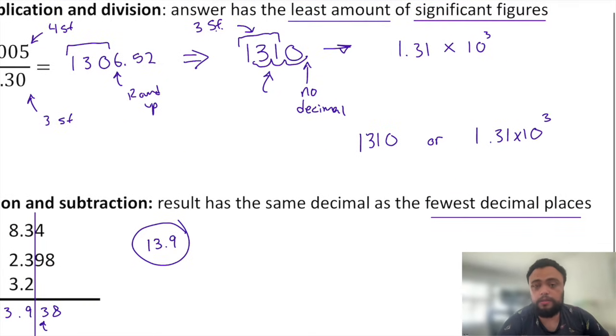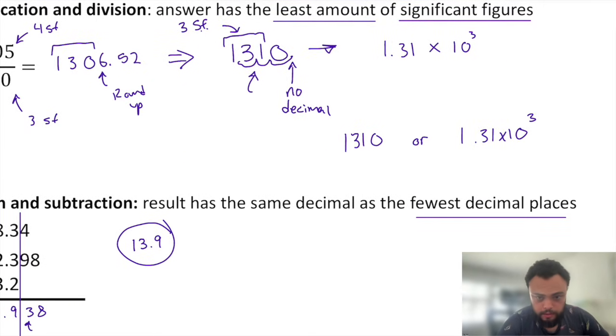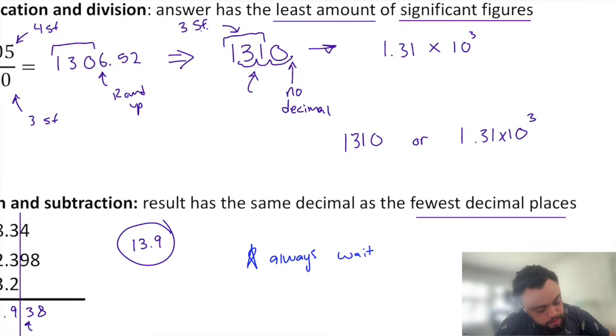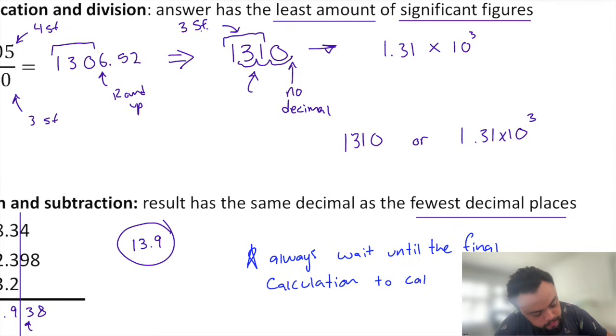But here are two things that you should remember. If you have a chain of calculations to do, always wait until the final calculation to calculate sig figs. Always wait till the final one.